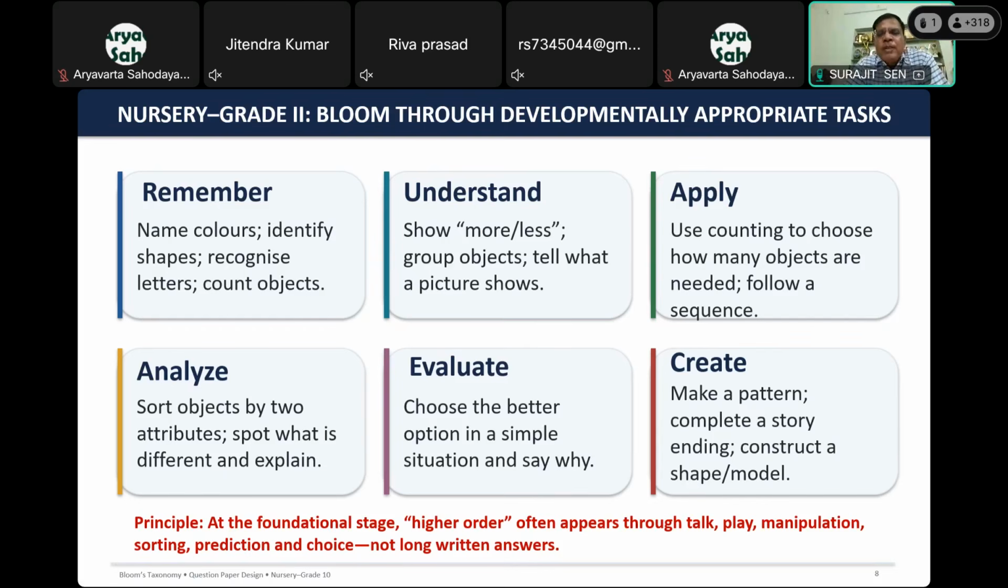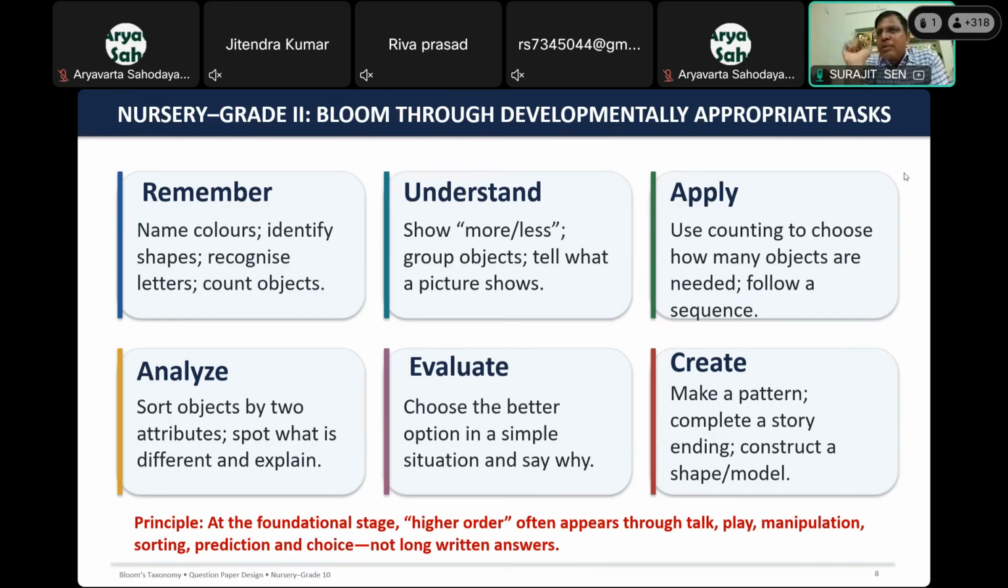Or say we have grouped objects. We can ask the children, tell what you see in this box. This bag contains balls. This bag contains chalks or pencils or rubbers. We have to draw those diagrams. Illustrations will be made, and the understanding level of the student can be found. Apply: use counting to choose how many objects are needed.